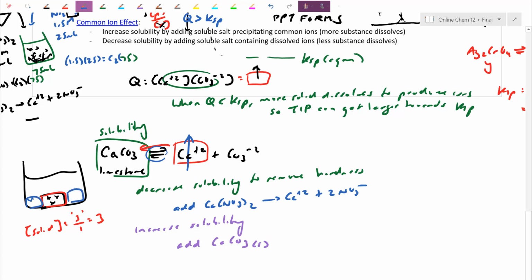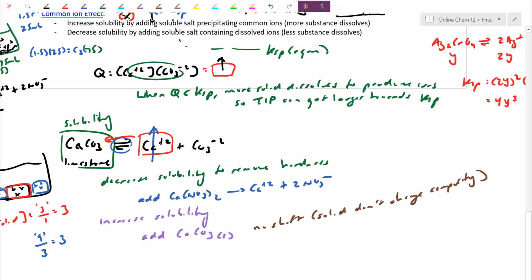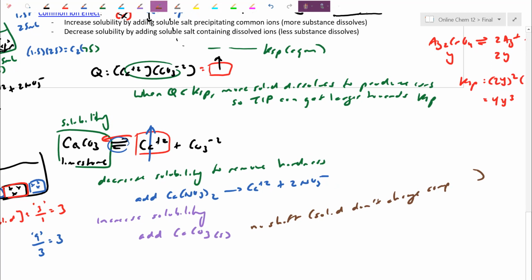Inevitably, yes, you can see more solid present. Now I actually have 9 particles. Well, that would change concentration, right? But here, 9 particles, I'm dividing by 3 times the amount of space. You'll notice that your ratio still is 3. So adding calcium carbonate, there's actually no shift because solids don't change composition. They don't change their density. They don't change their concentration. Sorry, composition. That doesn't mean all solids don't work.